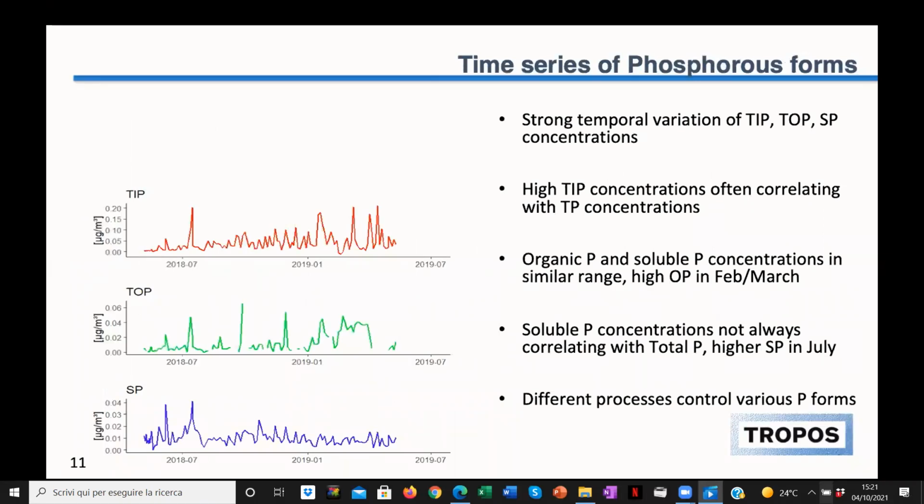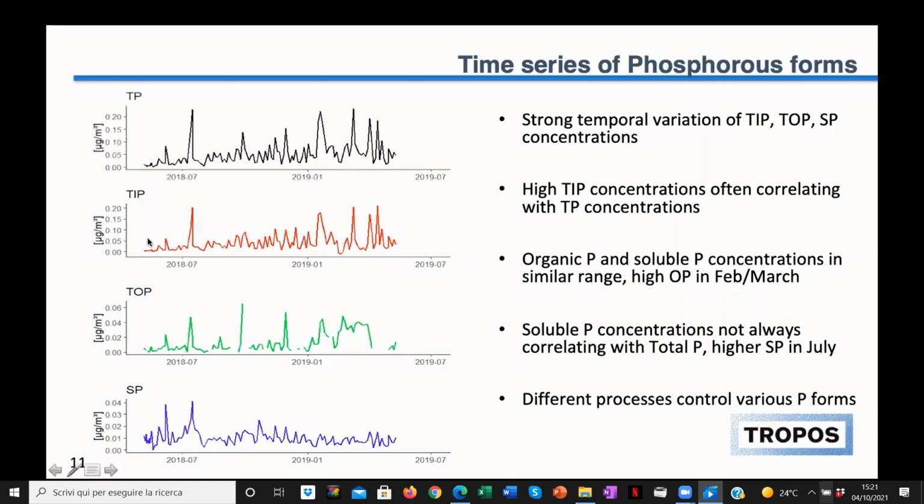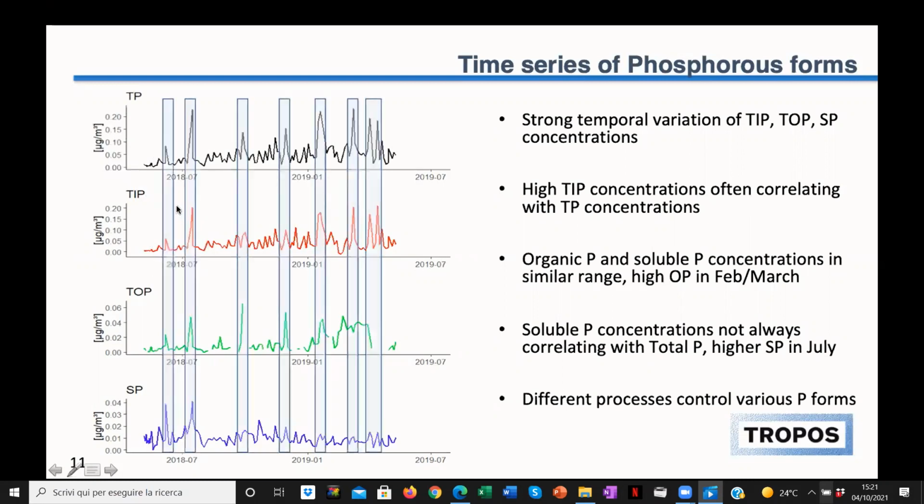The time series of the various phosphorus forms, especially the total inorganic phosphorus, total organic phosphorus, and the soluble phosphorus, show strong temporal variation. The total inorganic phosphorus showed significant good correlation with the total phosphorus. Here, I show again the total phosphorus for comparison's sake. What we can see is that the peaks in the total inorganic phosphorus correspond to peaks in the total phosphorus. And this shows that the total inorganic phosphorus dominated the total phosphorus in this region.